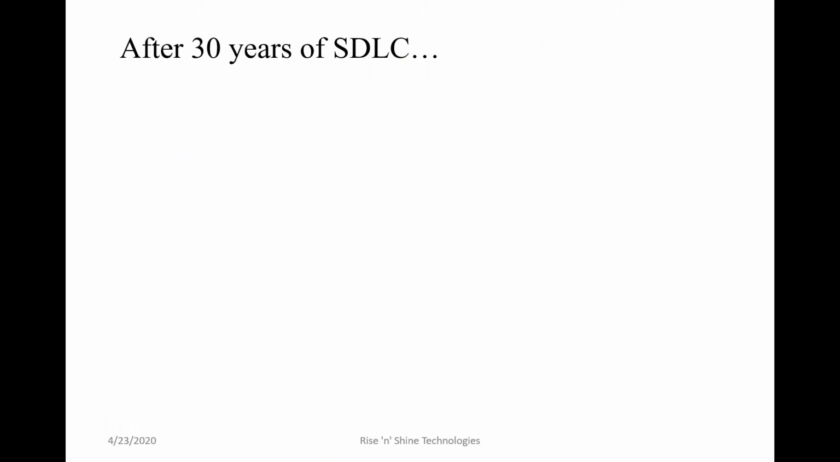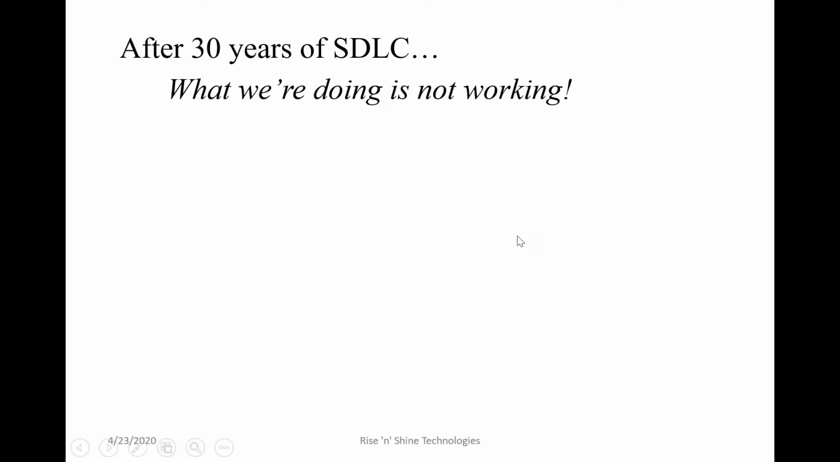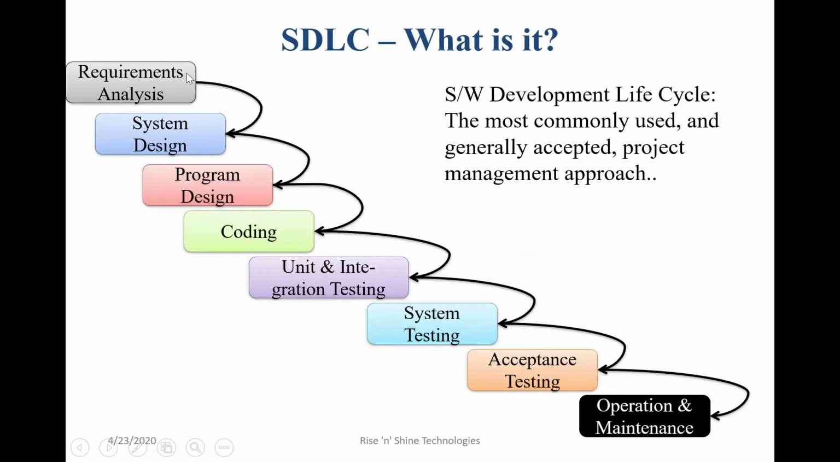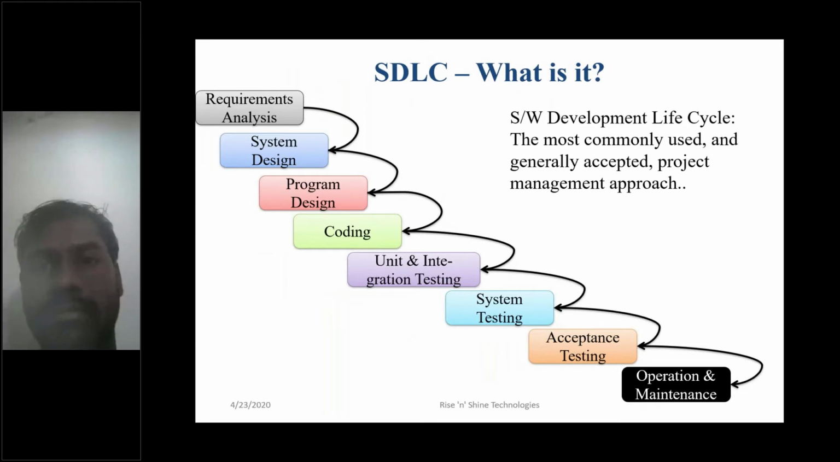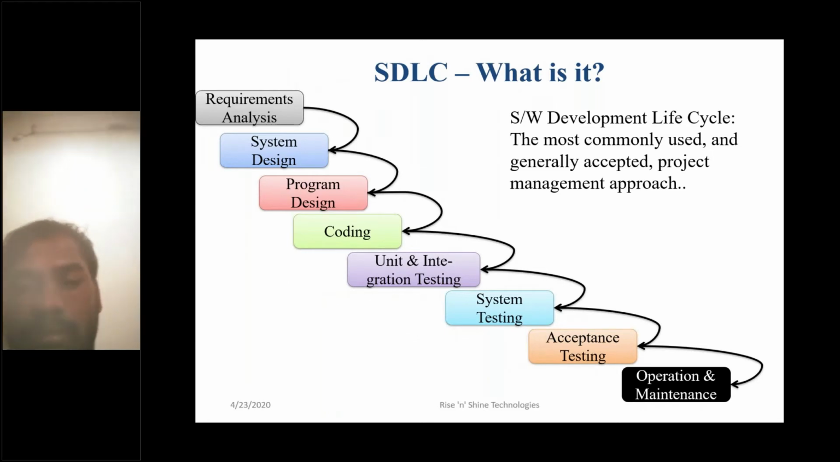If you gather statistics from the last 30 years of projects, what they say is that what we are doing is not working. So what is the waterfall approach? One after another: first this phase, next this phase, then this one, this one. There is a lot of dependency on the teams, one by one. The team dependencies.